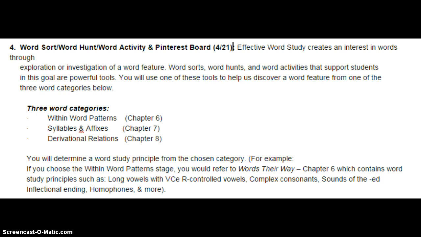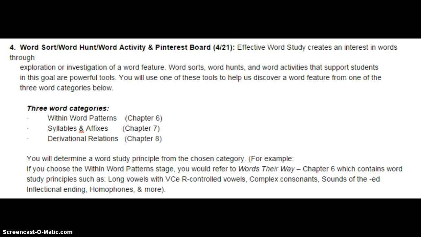Basically, effective word study creates an interest in words through investigation, exploration of a word feature. So word sorts, where students are categorizing words based on what they notice about them. Word hunts, where students are looking for those features in the natural world around them. And other various activities support students in creating meaningful connections to words. They begin to realize that language is a very powerful tool.